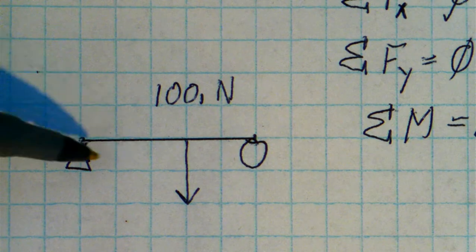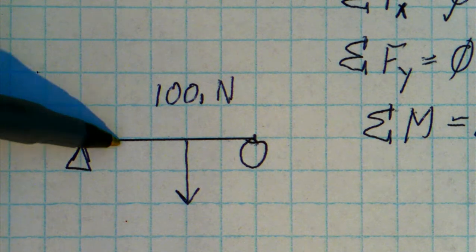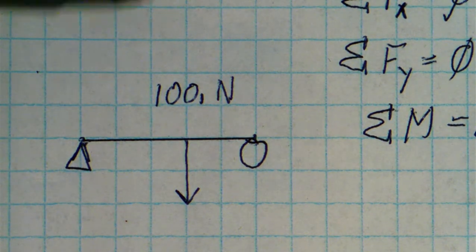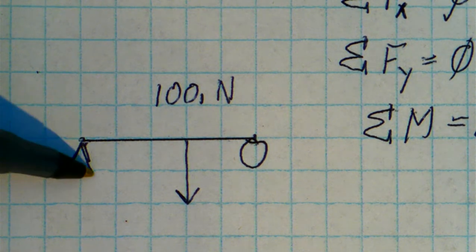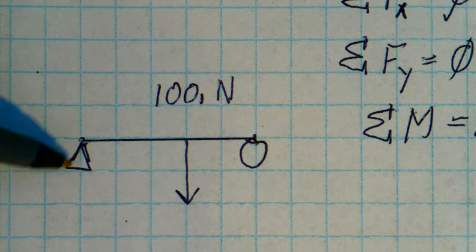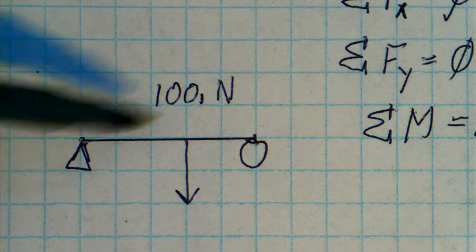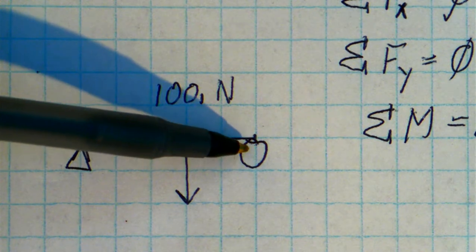So I'm starting off with a beam that is 5 units long. We'll say that each unit on this graph paper is 1 meter. I'm pretty consistently choosing to put my pivot on the left of my diagram and my roller on the right.